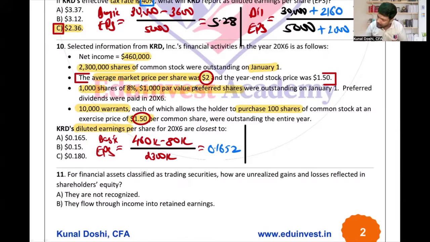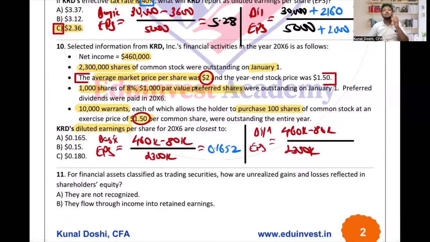Now, for diluted EPS, as I've been doing consistently, I'm sure you all are watching this. I'm again going to put the same numbers, 460 minus 80 over 2,300. Now, if they were convertible preferred shares, only then I would add back the preferred dividend, otherwise not. The only thing remaining after this is the warrant or options. For that, I need to find the net issue. How many warrants? 10,000 warrants, and each warrant gives 100 shares. So 10,000 into 100 is 1 million shares will be added.